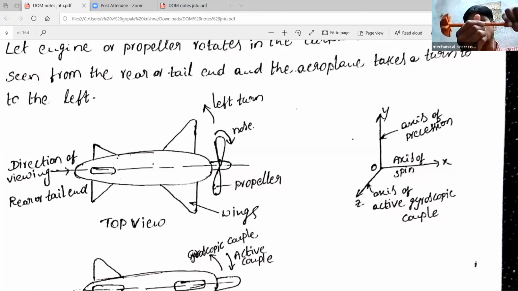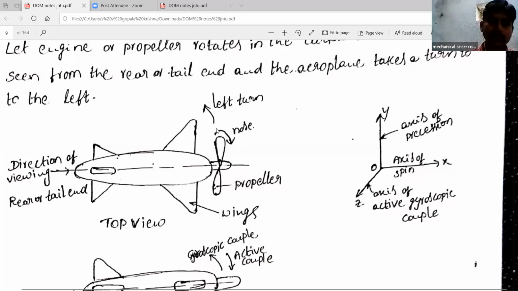Then for the effect of gyroscopic couple, all of you observe the diagram. I have already given the direction of rotation with the mouse indicator. When it is rotating clockwise, the plane will take to the left turn. So both are opposite. Their turning movements are opposite. You will observe that.